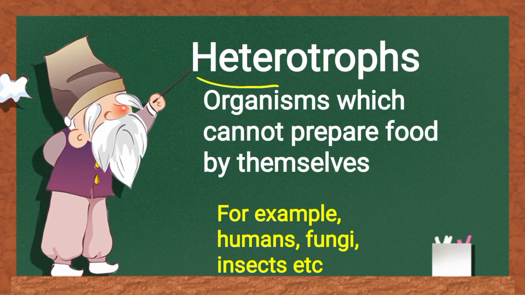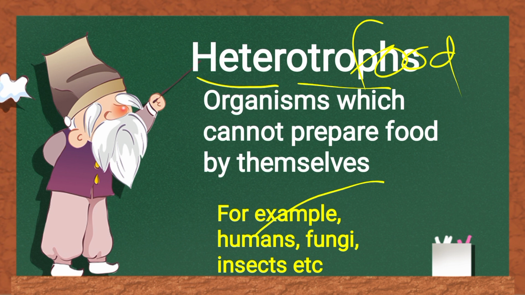Heterotrophs. Hetero means something different. One organism depends on other organisms for food. They cannot prepare their own food. The best examples are humans, fungi, insects. They cannot prepare their food. They do not capture sunlight, they do not have chlorophyll, so they cannot prepare their own food by themselves. So for getting food they depend on other organisms.